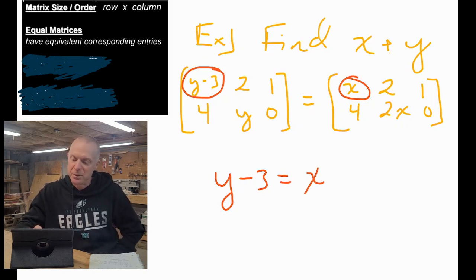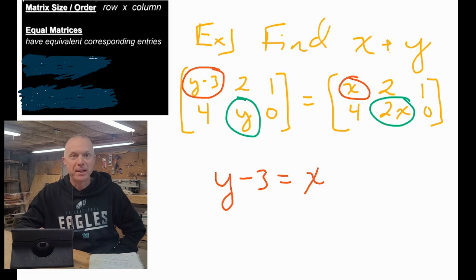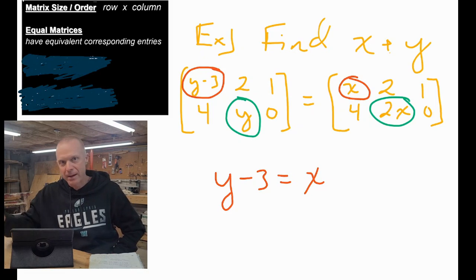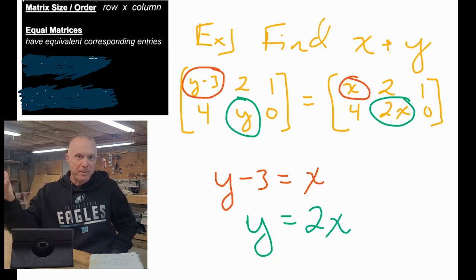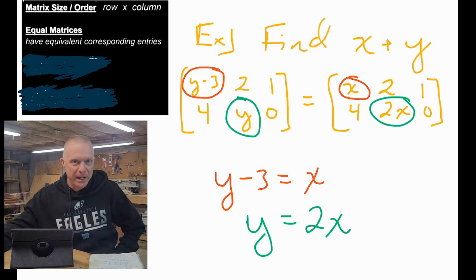Do you see something else we could do? Some other entries that are corresponding? Remember, we're trying to find x and y. Yes, it would make perfect sense to say that the numbers in the second row, second column have to be equivalent. And so we end up with a simple statement that y has to equal 2x. Now notice that all the other numbers are obviously equal, so I don't need to do anything with them.